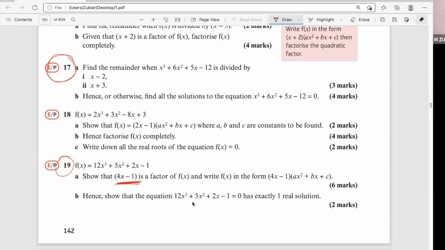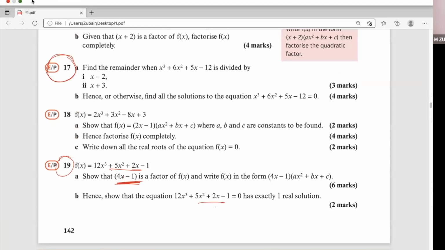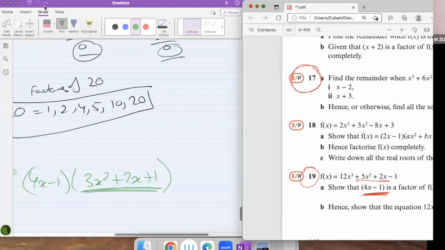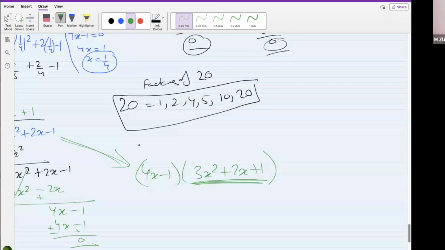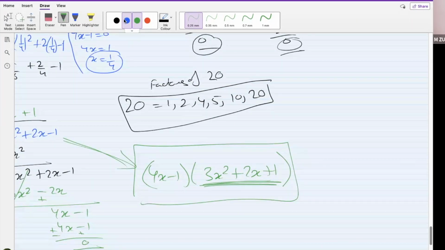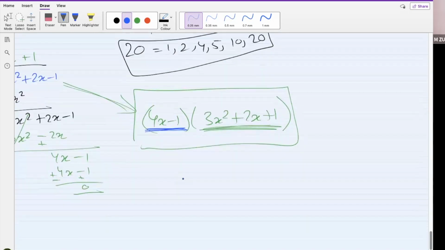19b. Hence, show that the equation has exactly one real solution. It has exactly one real solution. So it is the same part. Okay, same part. So I'm using the previous answer. It said it has only one real solution. So luckily, we already have this and we have already shown that 4x minus 1 is the solution. Now we are checking if we have any other solution or not.